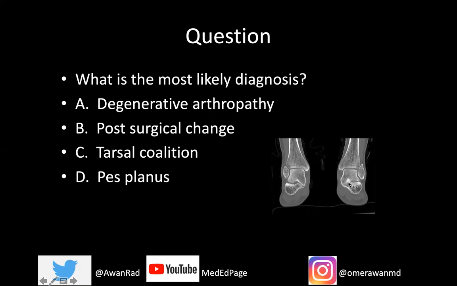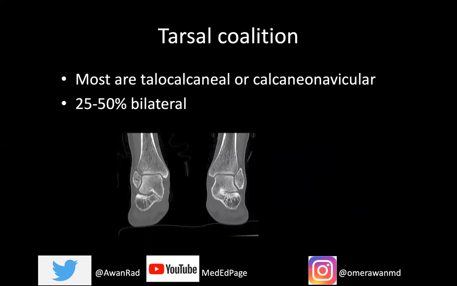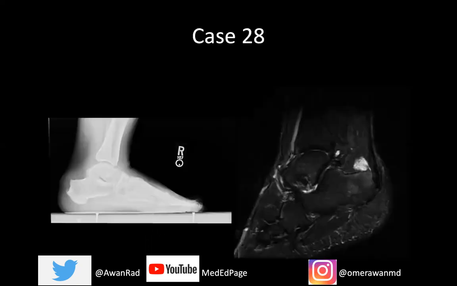On this side, it's an osseous coalition. On this side, it's a fibrocartilaginous coalition. There's no bone bridging it, but there's fibrous or cartilaginous tissue that's bridging it because of the jagged, ill-defined, ragged edges and close apposition between the two bones. Nice example of tarsal coalition. 25 to 50% of these can be bilateral. Remember, in the ankle, the two most common places to get a coalition are the talocalcaneal and calcaneonavicular bones, right? Very nice and cute example of a tarsal coalition.